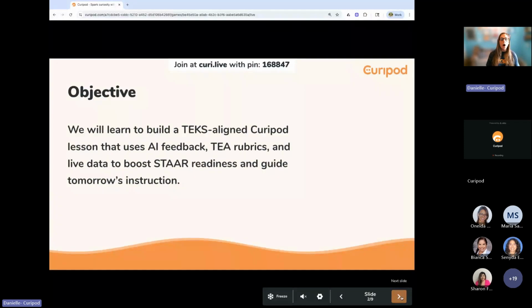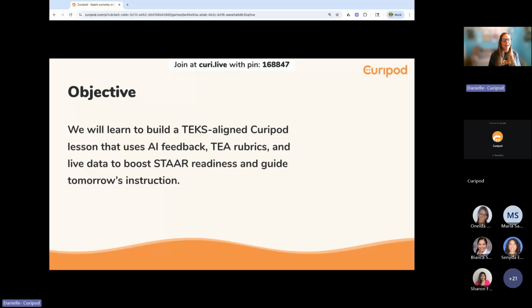Our lesson objective today: every Curipod lesson starts with an objective. That's super important because you need to know the expectation for this class. And I want you guys to get the most out of this. So today we're going to learn about TEKS-aligned Curipod lessons. It's important that our stuff is TEKS-aligned. How can it work with your current curriculum? Your curriculum is also TEKS-aligned, and so we want to make sure that we're working there.